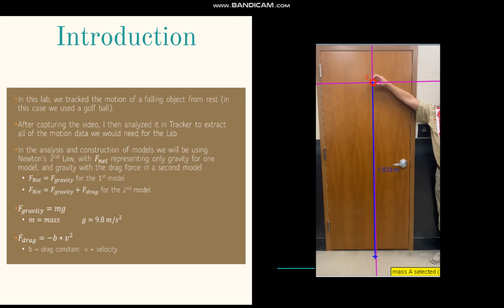for the lab. In the analysis and construction of models, we will be using Newton's second law, with F net representing only gravity for one model and gravity with the drag force in the second model. And I have these equations below. F net equals F gravity for the first model. F net equals F gravity plus F drag for the second model. And obviously M means mass. G is 9.8 meters per second squared. Drag is negative B times V squared.